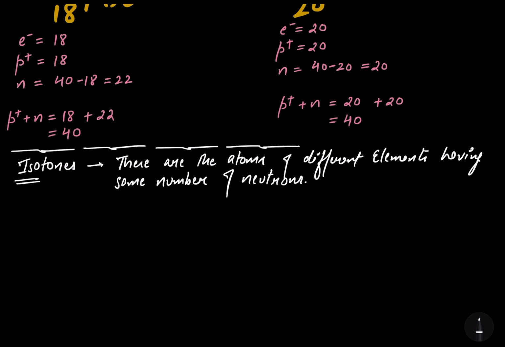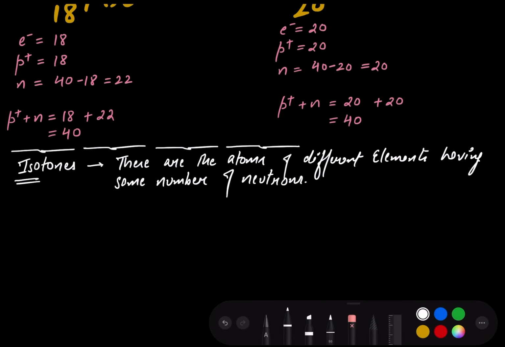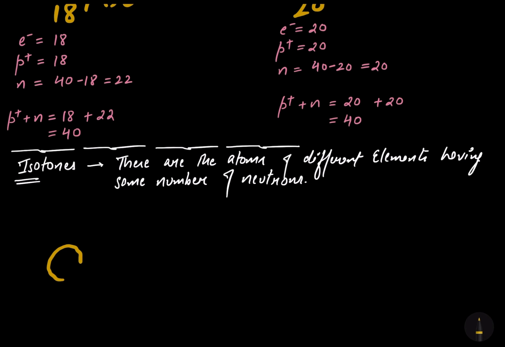Let me take an example for you. In case of isotones, I'm taking three elements. The first one to be oxygen, the second one to be nitrogen, and the third one to be carbon. So what are the atomic numbers? For oxygen it's 8, that of nitrogen it's 7, and that of carbon is 6.